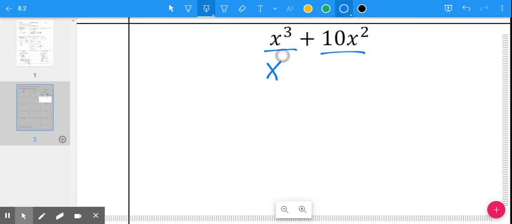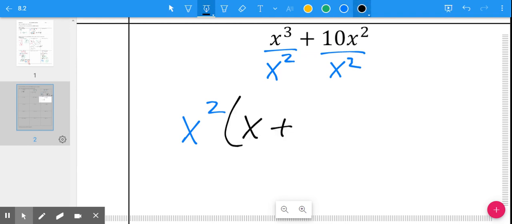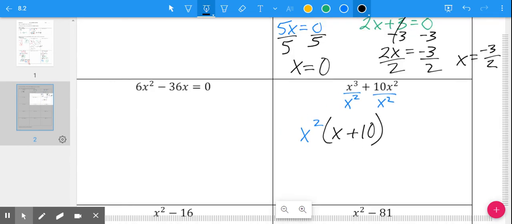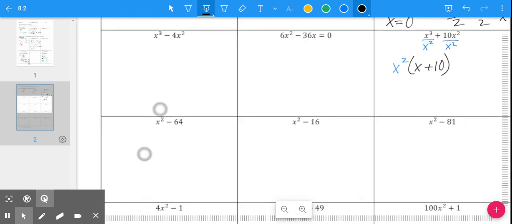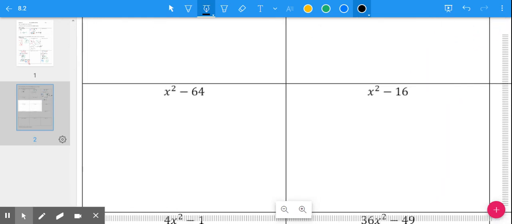They both have an x squared in common. When you do x cubed divided by x squared, you get x. And 10x squared divided by x squared is 10. If it has an equal 0, make sure you solve it. One last one to go over is these with perfect squares.